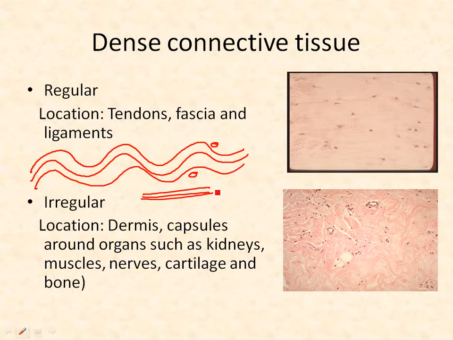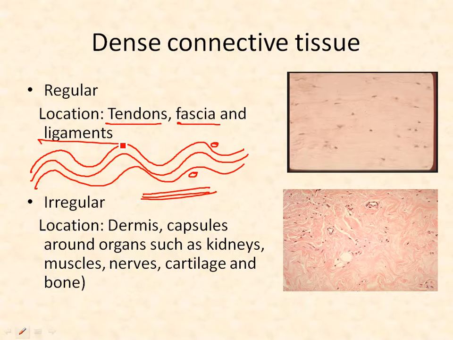Another interesting thing is that the dense connective tissue has a very limited blood supply. Therefore, once torn, the repair is very, very hard. Typically found in tendons, which join the muscle to a bone, fascia that surround the muscles, and ligaments that join bone to a bone.